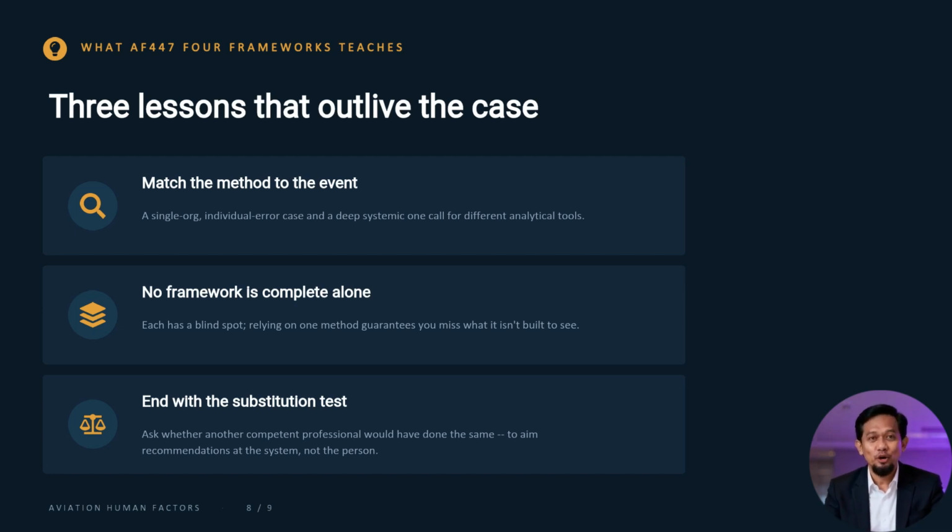Triangulate. Third, end with the substitution test. Ask whether another competent professional, in the same circumstances with the same information, would plausibly have acted the same way. For AF447, the answer is uncomfortable and instructive. And it is what forces the recommendations away from the individuals and toward the system: training, design, feedback, and regulation. That is what the four lenses, combined, ultimately deliver.